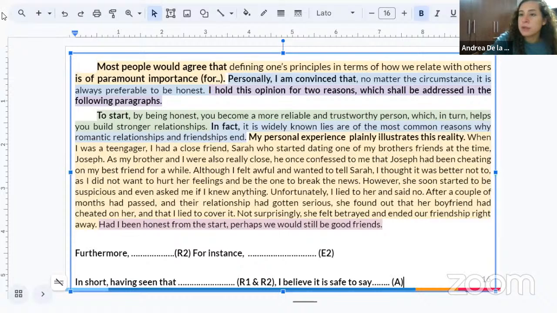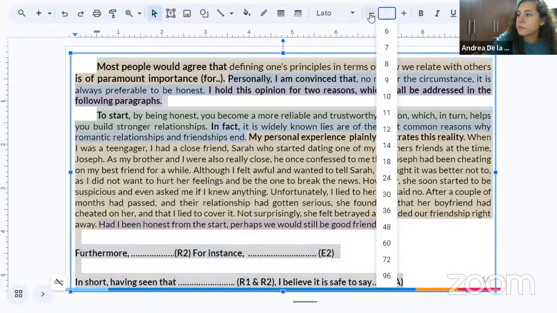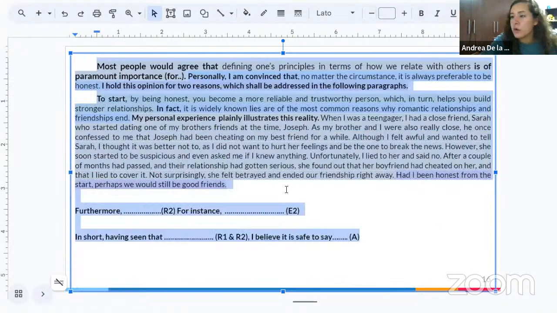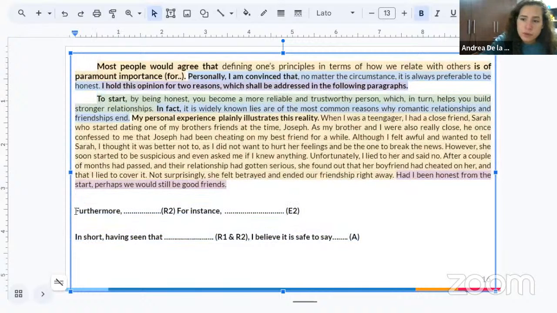Make it smaller. Okay. So our second reason I remember was about not feeling guilty, right? Feeling good with yourself, not feeling guilty, not feeling bad, like being in a good position with yourself, right? It was about that. So let's write it down. So we're going to start by talking about the reason. Furthermore, maybe we could say, furthermore, I don't know.